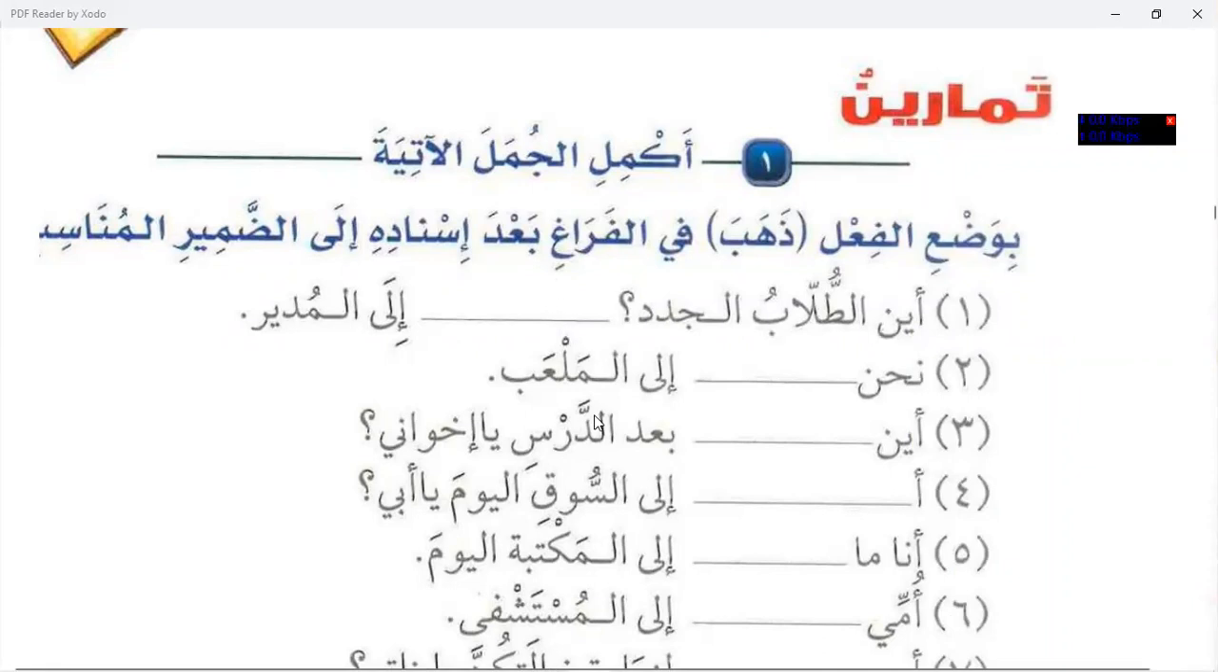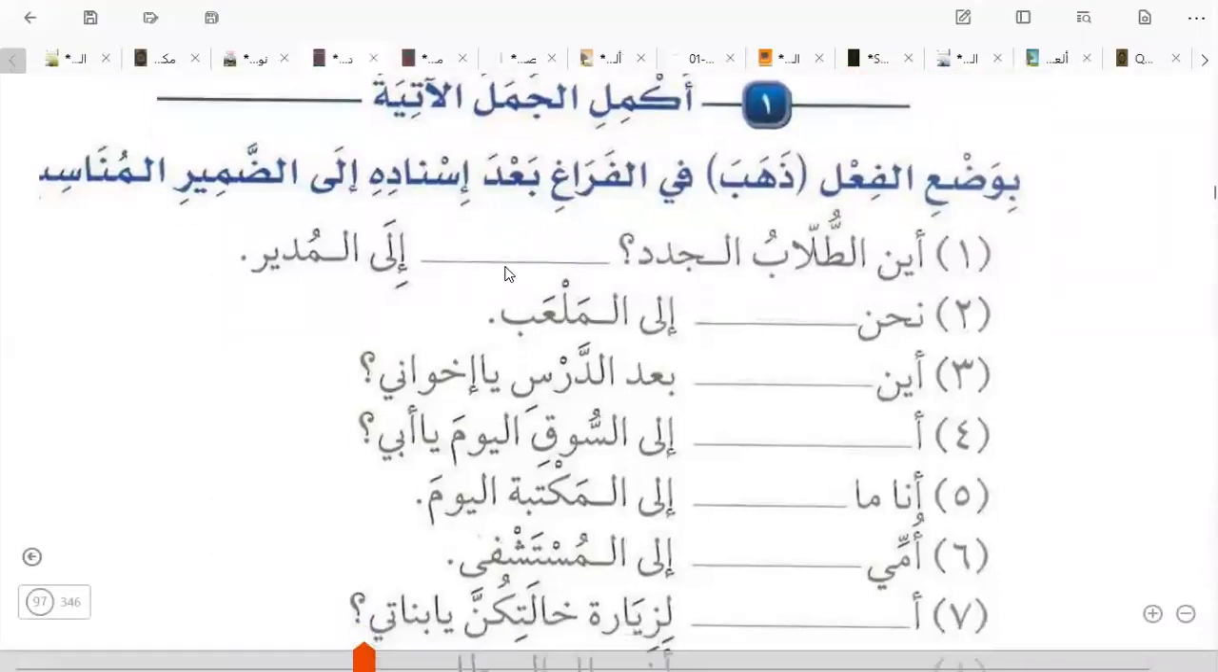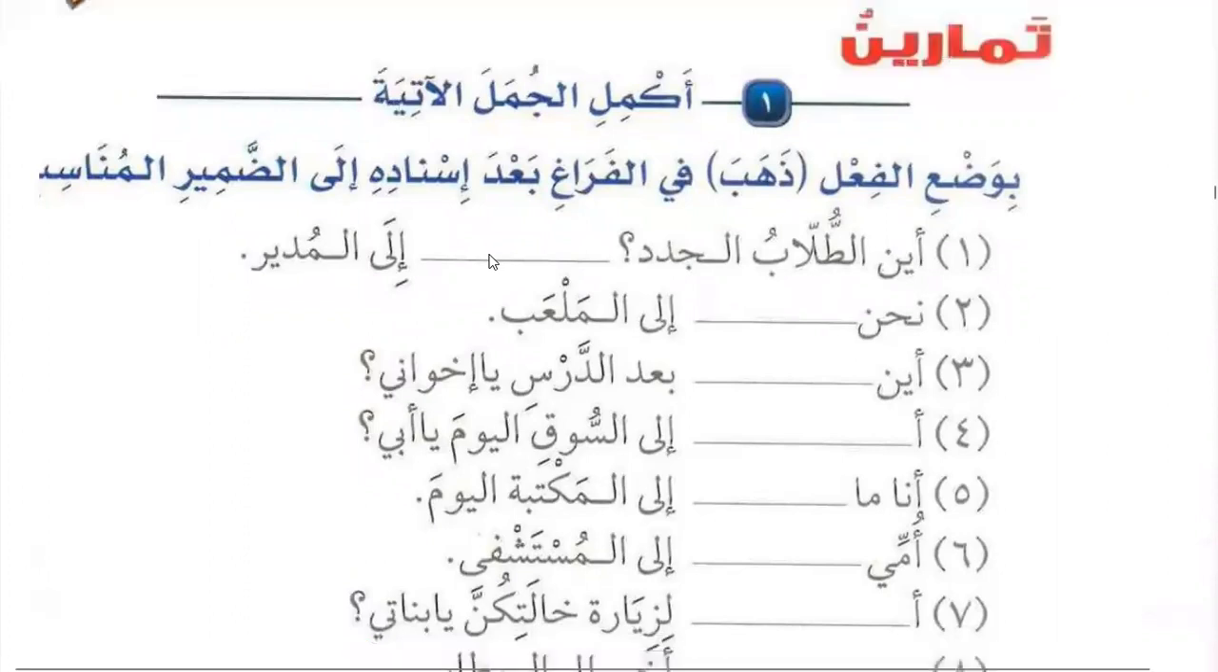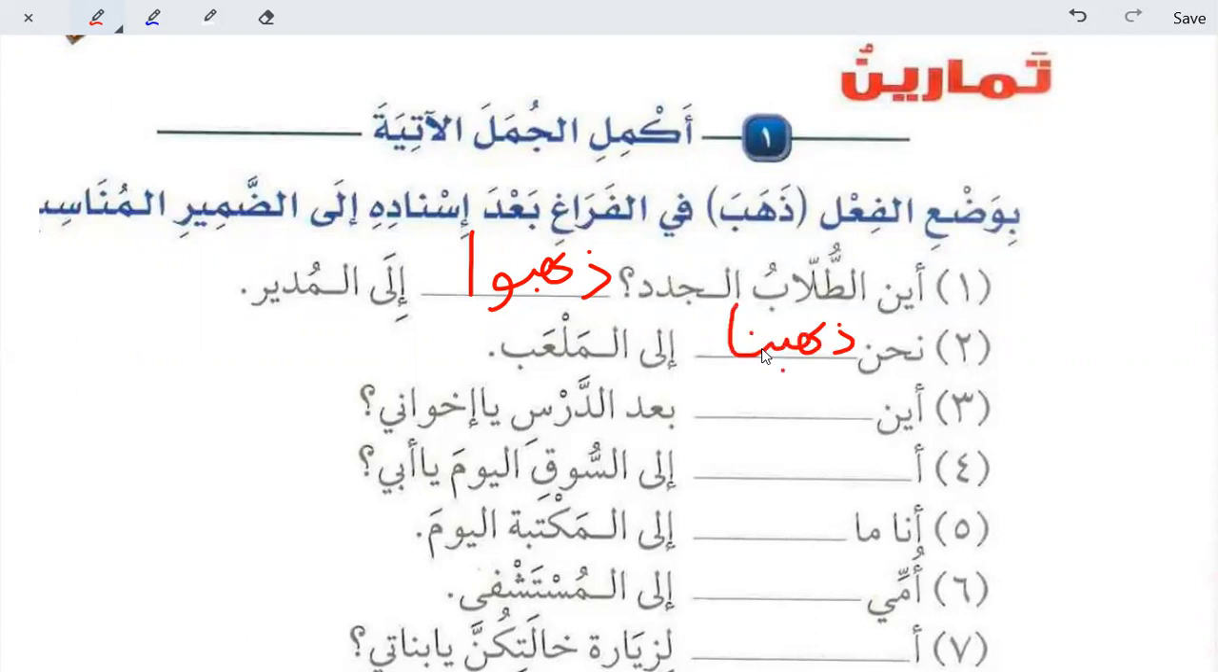Aina tullabul jududu ila al-mudir. So use the verb zahaba here. What is aina tullabul jadid zahabta? No, zahabta means you went, but here we need they went. Zahabu ila al-mudir. Next. Nahnu zahaba ila al-mal'ab. Zahaba means he went, but here we need we went. Zahabna, we went. Zahabu means they went.